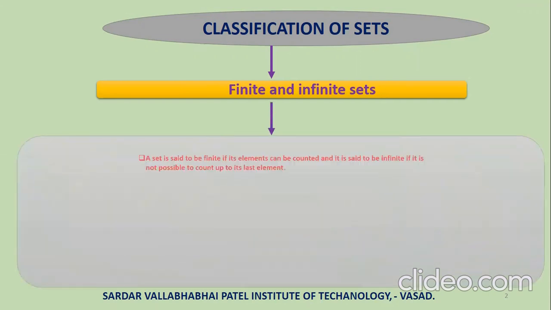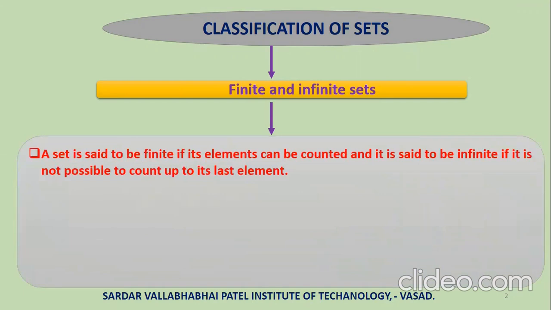A set is said to be finite if its elements can be counted, and it is said to be infinite if it is not possible to count up to the last element. That means what? Suppose we write 1, 2, 3 up to 100. So 1 to 100 we count, 1 to 1000 we count, 1 to 1 lakh we count. So all are finite.